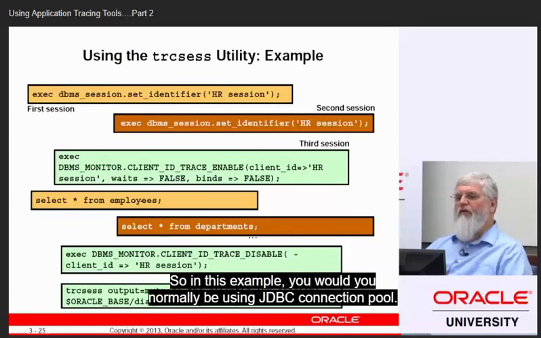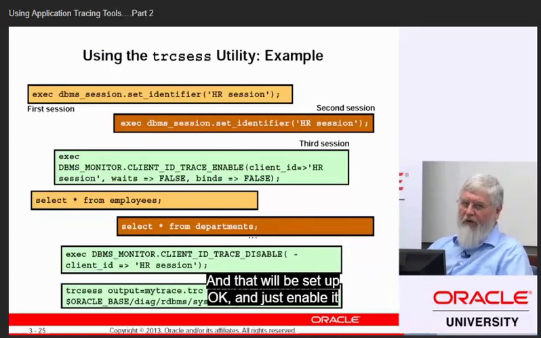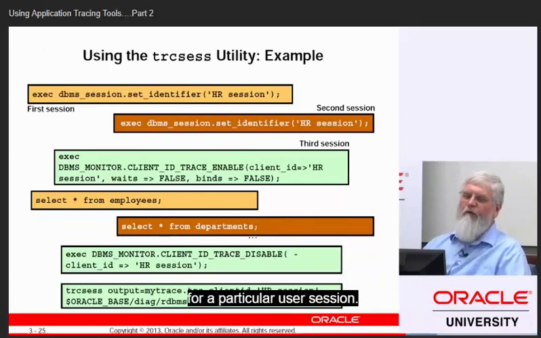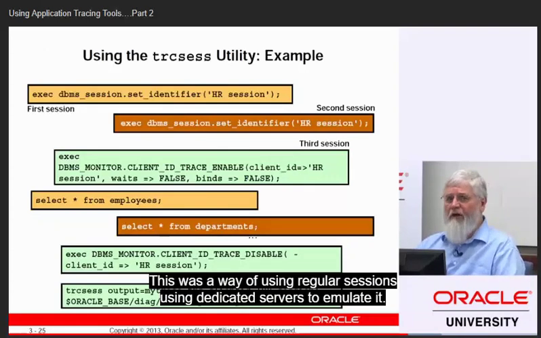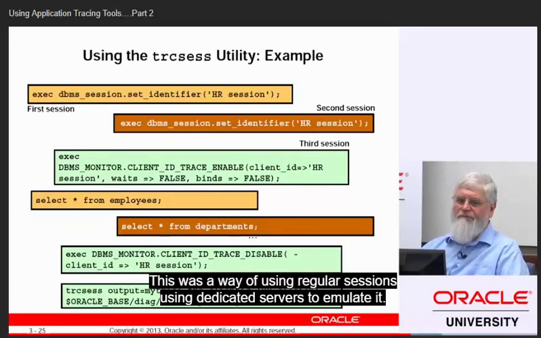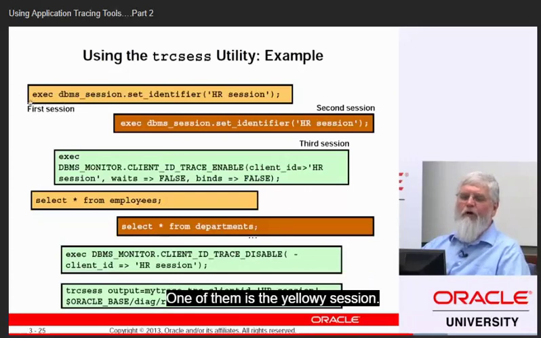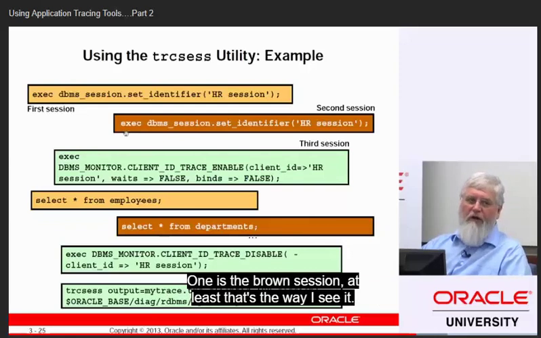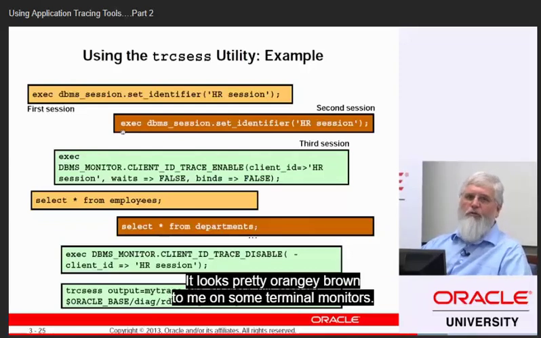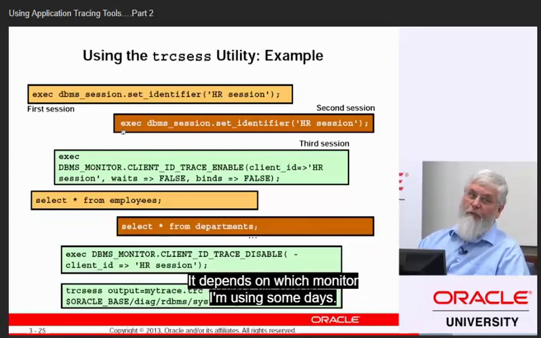So in this example, you'd normally be using JDBC connection pooling, and it will be set up okay and just enabled for a particular user session. This was a way of using regular sessions using dedicated servers to emulate it, okay? So we're going to execute, and we're going to have three sessions. One of them is the yellowy session. One is the brown session, at least that's the way I see it. It looks pretty orangey brown to me on some terminal monitors, depends on which monitor I'm using some days. And then we have the green session.